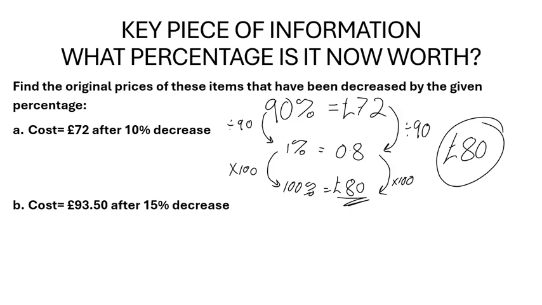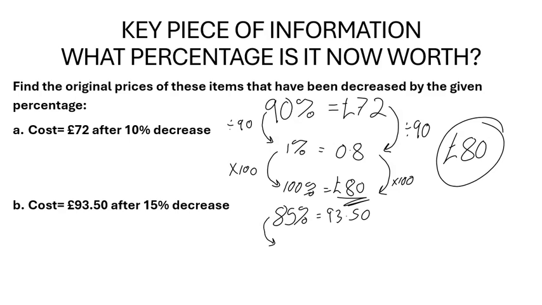Looking at the second question, similar sort of idea. It's £93.50 and it's after a 15% decrease. So what I have to do is exactly what I just described. What percent do I have now? That's the key piece of information that we've talked about at the top. Scale it down, then scale it up. So in this case, it's a 15% decrease. I know that's 85%, and that's equal to the amount I now have, which is £93.50.